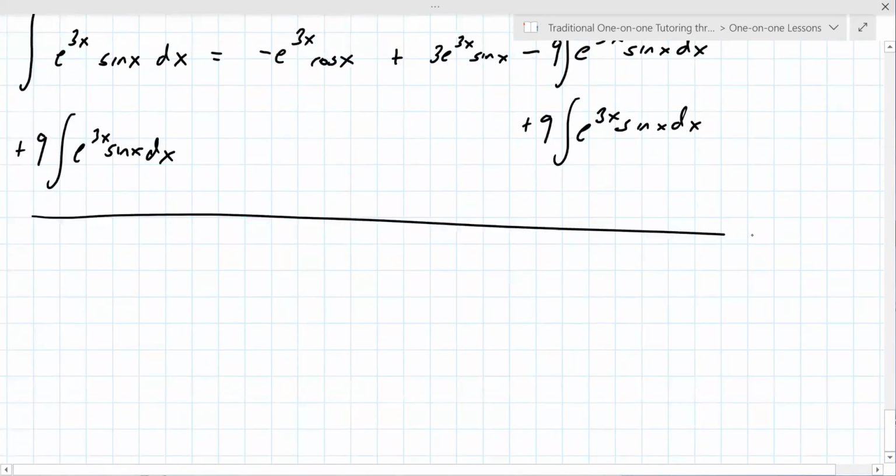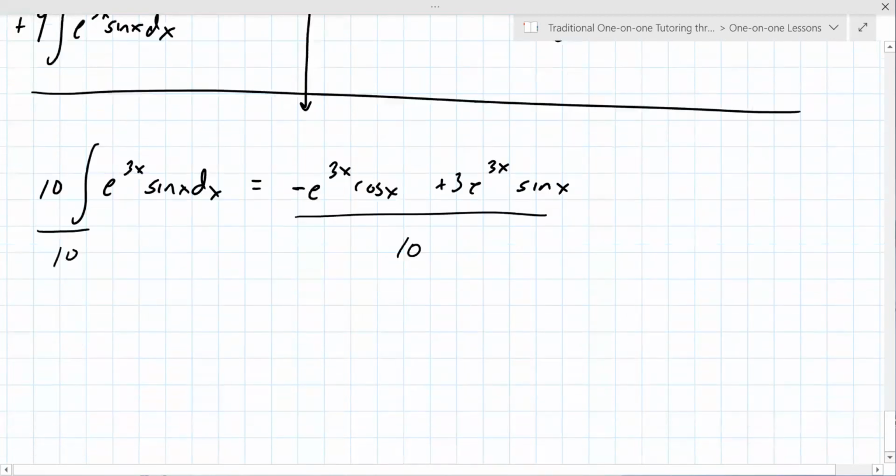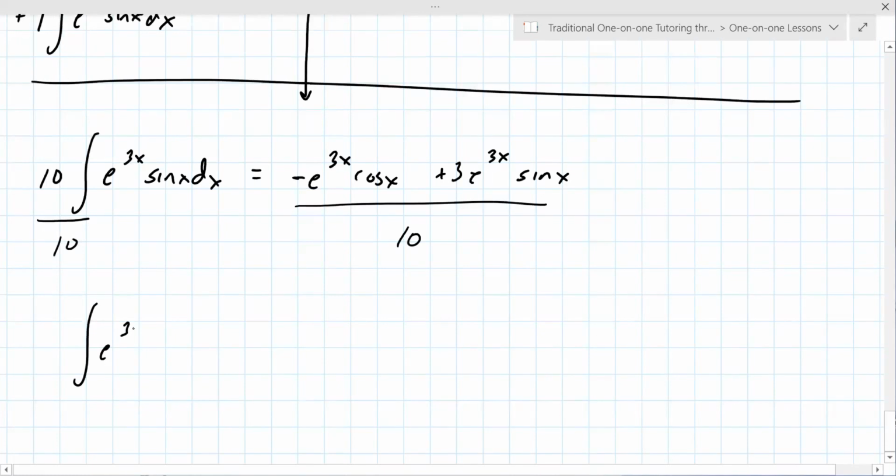So you're adding that, and you're getting 10 integral e to the 3x sine x dx, and then you just bring these other terms down. So negative e to the 3x cosine x plus 3e to the 3x sine x, and you divide by 10. So integral e to the 3x sine x dx equals exactly this, but then there's the plus c. You don't want to forget that at the end.